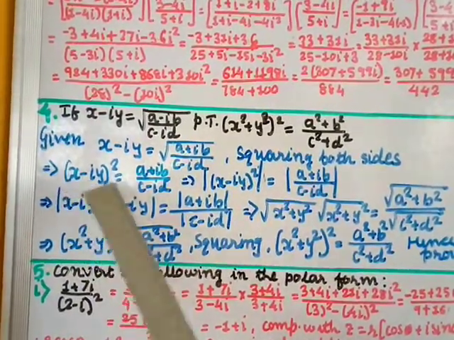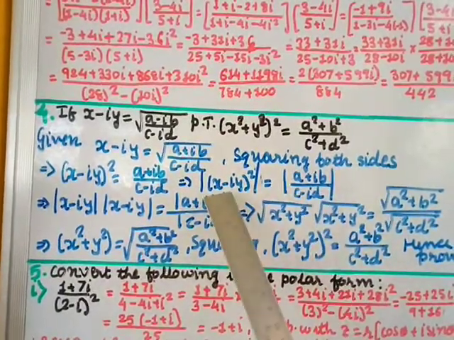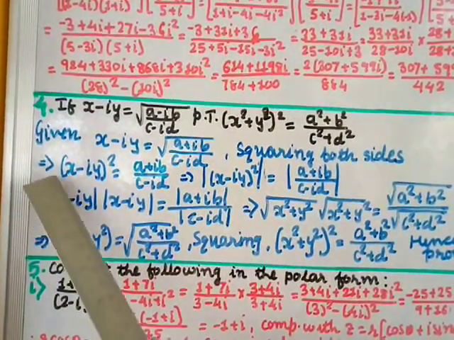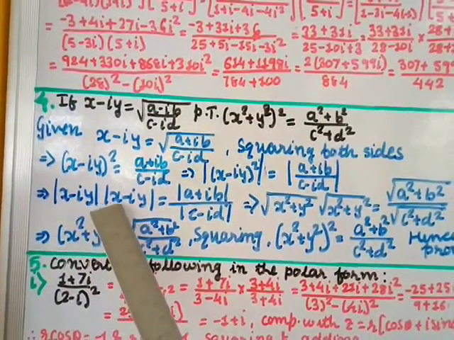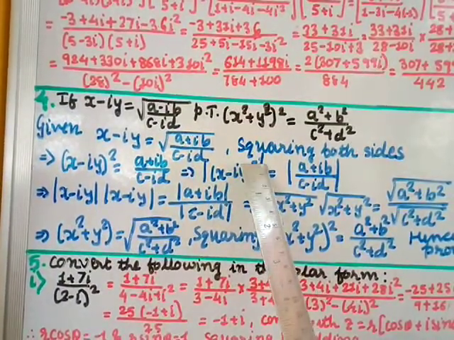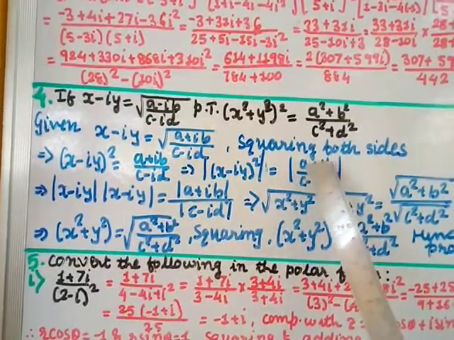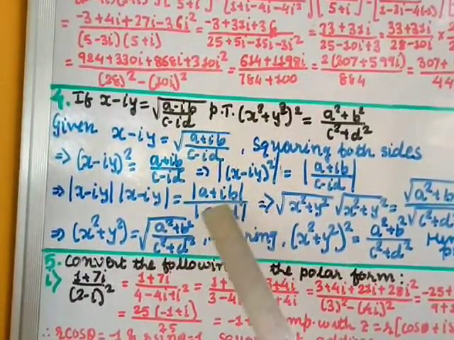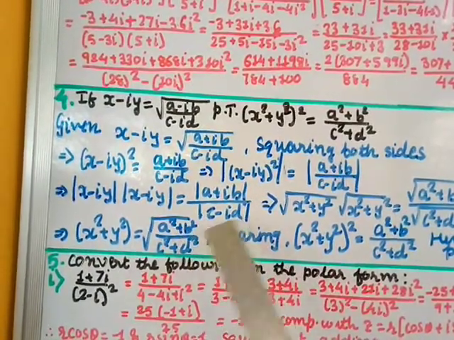Okay, so you take modulus on this side and on that side. Here, when you take the modulus, this is (x minus iy) whole square, so this can be written as modulus of (x minus iy) into modulus of (x minus iy), because it is a square. And this modulus I am giving to numerator and denominator, so you get right here equal to modulus of (a plus ib) divided by modulus of (c minus id).